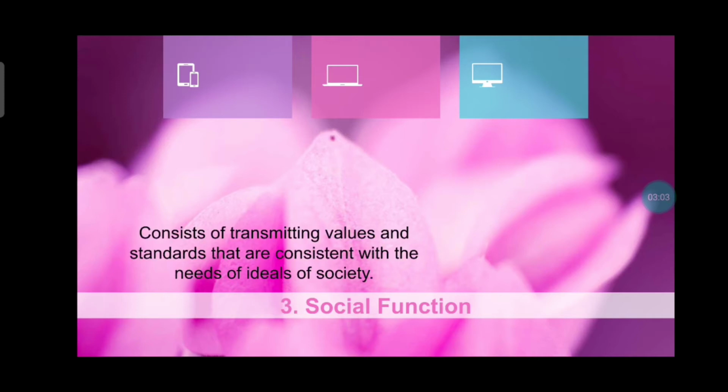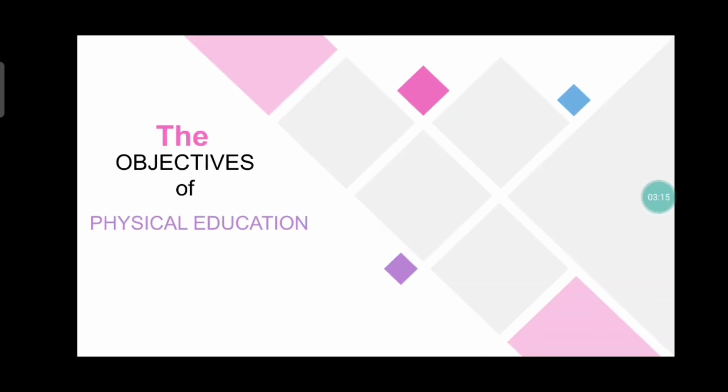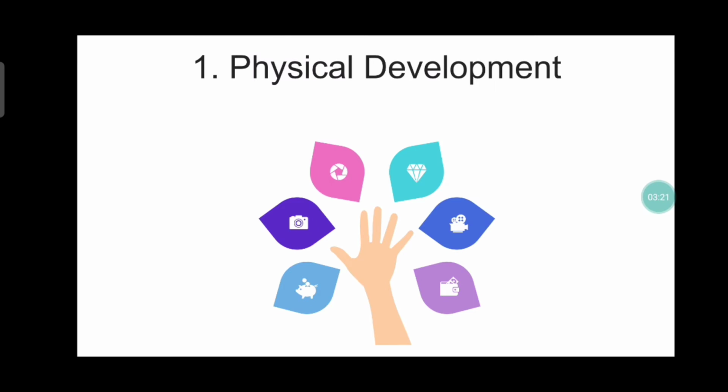So social function consists of transmitting values and standards that are consistent with the needs and ideals of society. The objectives of physical education. We have number one, physical development.